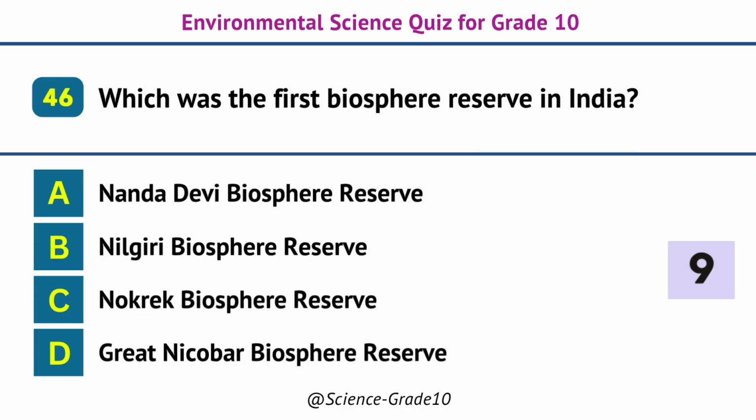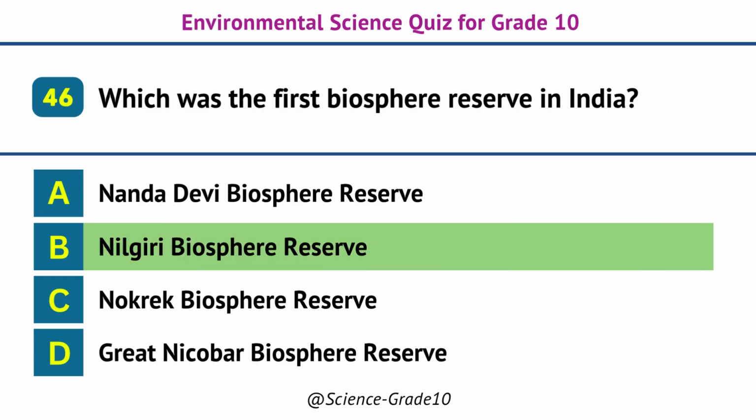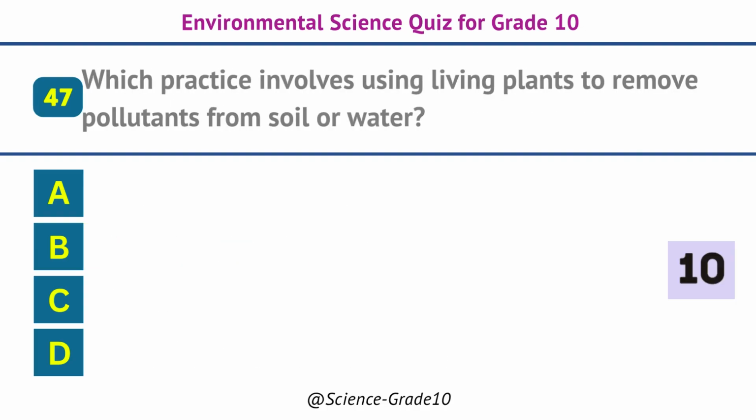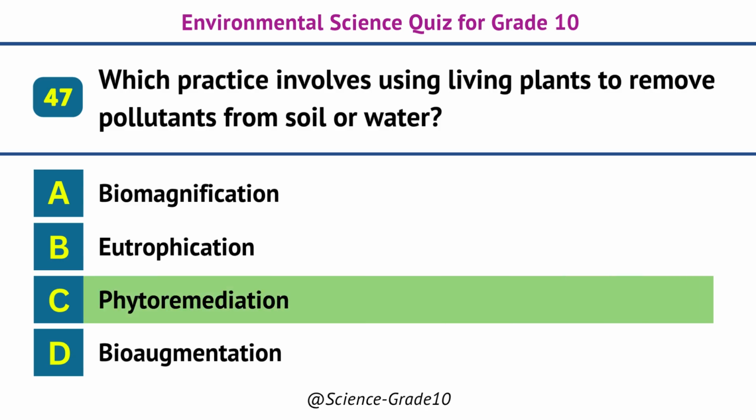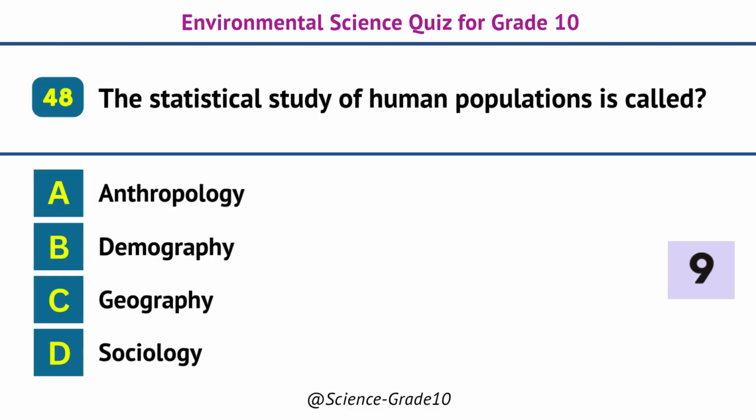Which was the first biosphere reserve in India? Nilgiri Biosphere Reserve. Which practice involves using living plants to remove pollutants from soil or water? Phytoremediation. The statistical study of human populations is called demography.